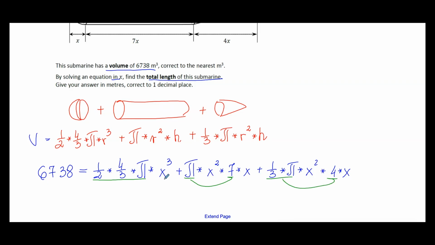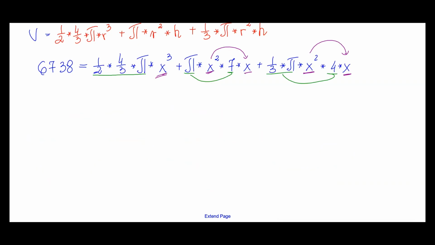Then here I have, let's use a different color, x to the power of 3. If I multiply x squared by x, I'm going to get x to the power of 3. And here again, if I multiply x squared by x, I'm going to get x to the power of 3. Let's just write it down.